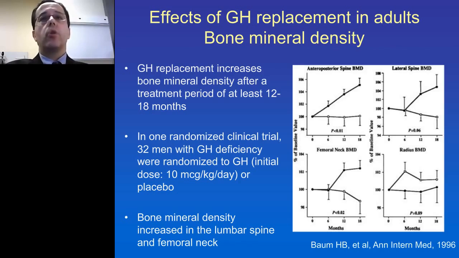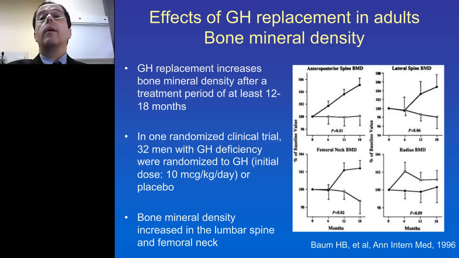The figure shows the findings of a randomized clinical trial during which 32 men with growth hormone deficiency were randomly allocated to either growth hormone or placebo. And you can see that in the anteroposterior spine, bone density increased by close to 6% after 18 months. Controls showed no change. Lateral spine also showed a similar increase in bone density. Controls showed a slight decline.